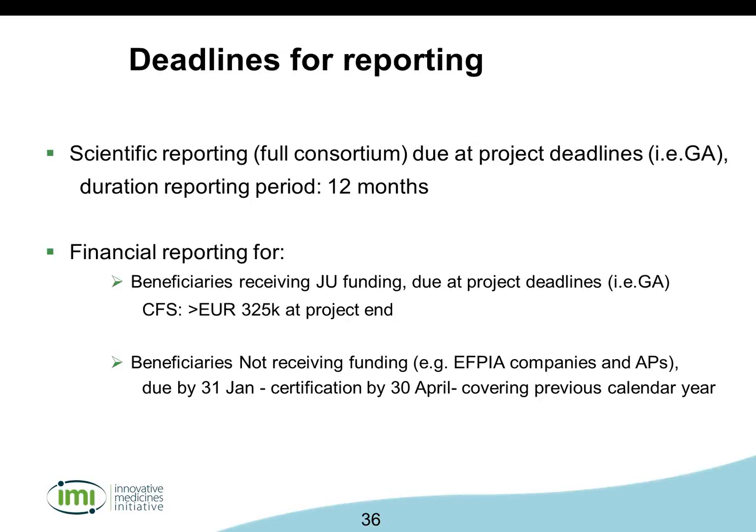And then by April 30, they have to provide a certification on their cost. While the beneficiary receiving funding will only have to provide a certificate of financial statement if their contribution is above 325,000 euro at the end of the project. So as you can see, there is quite a big difference in the financial reporting obligation between FPA companies, which are not receiving funding, and all the other beneficiaries which are receiving GU funding.